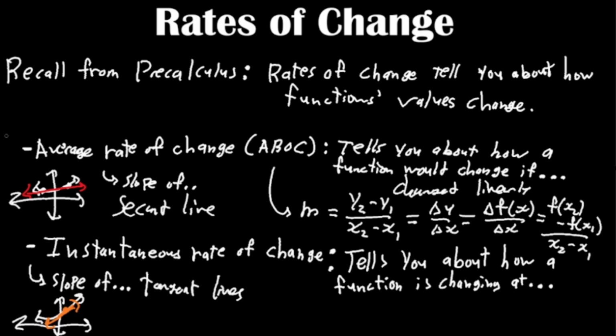Now, instantaneous rate of change, it's probably a new word, right? Basically, it's kind of in the name. Instantaneous, it tells you the rate of change at an instant instead of over an interval, right? Instead of being an average, it tells you exactly how the function is changing at a specific point. Okay, so that is the key distinction.